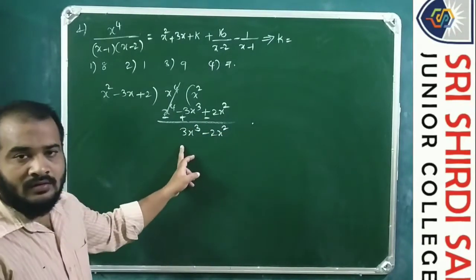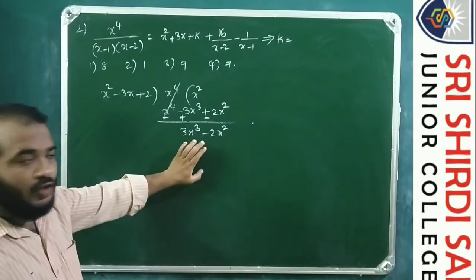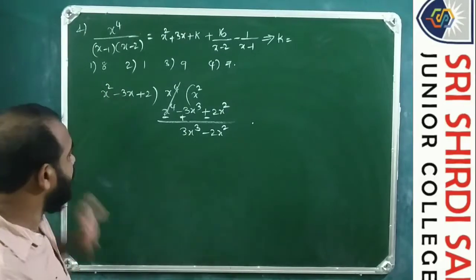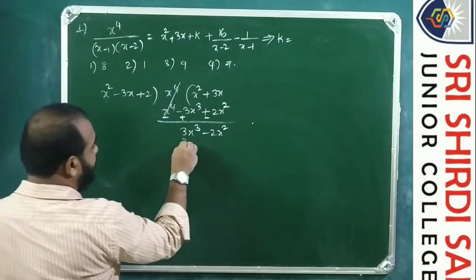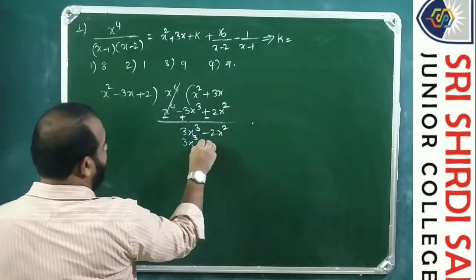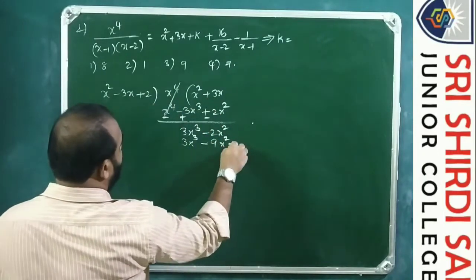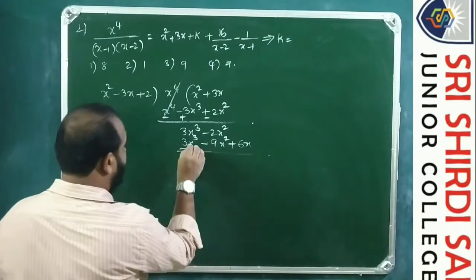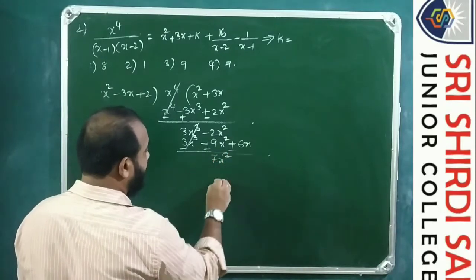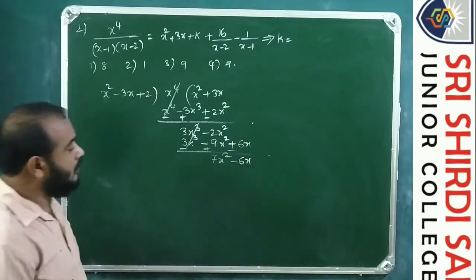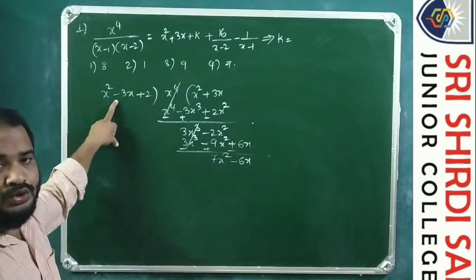So further division is possible because the degree of remainder should be less than that of the degree of divisor. So 3x cube by x square, so plus 3x. 3x into x square, 3x cube, minus 3 3s are 9x square, plus 3 2s are 6x. So 9 minus 2 is 7x square minus 6x. So compare the degree of remainder and the degree of divisor.